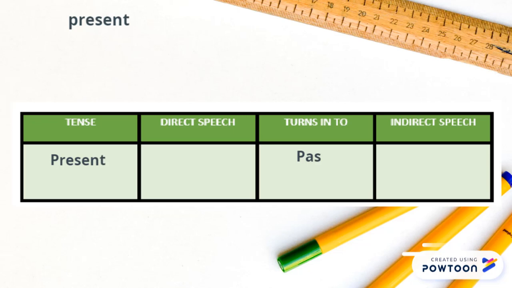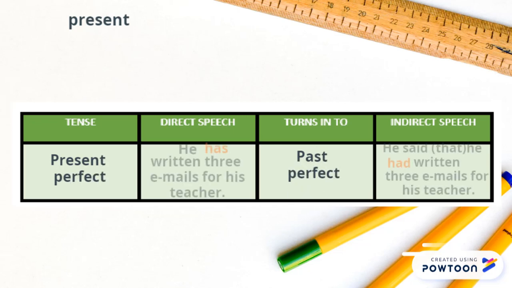Again, the direct speech turns into indirect speech. But now we have the present perfect turns into past perfect. Direct speech, he has written 3 emails to his teacher. "Has" is in orange. And the indirect speech right now is, he said, that is in parentheses. Remember that it's up to you if you use it or not. He had written 3 emails to his teacher.